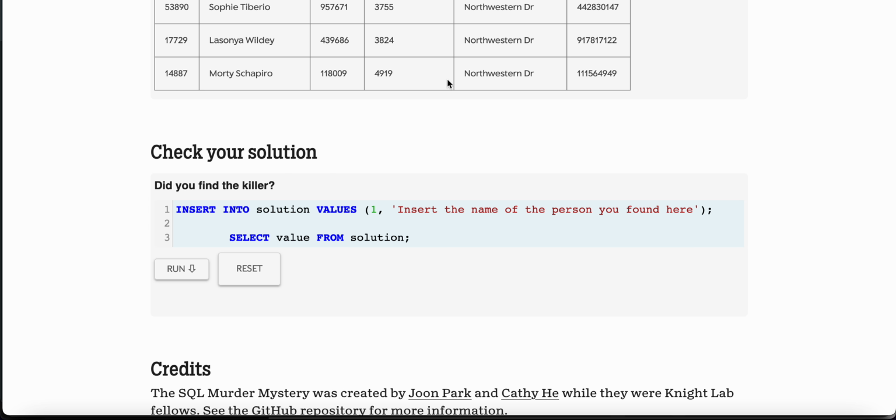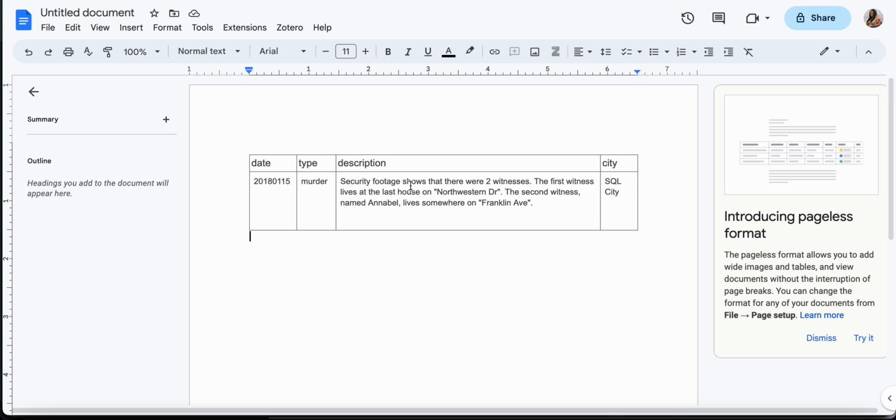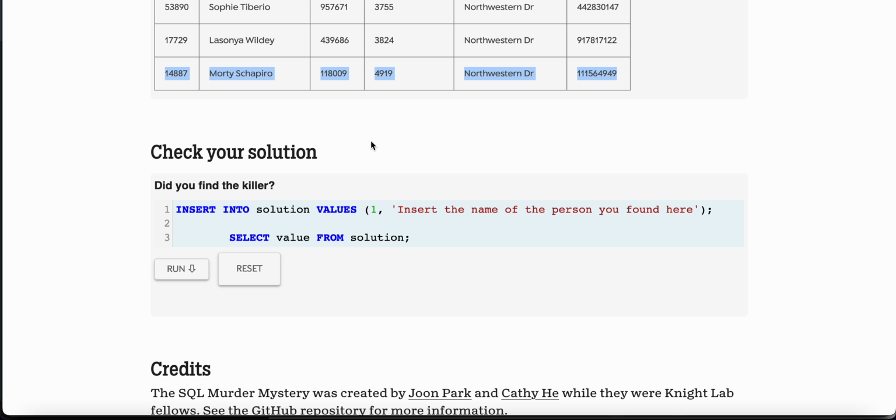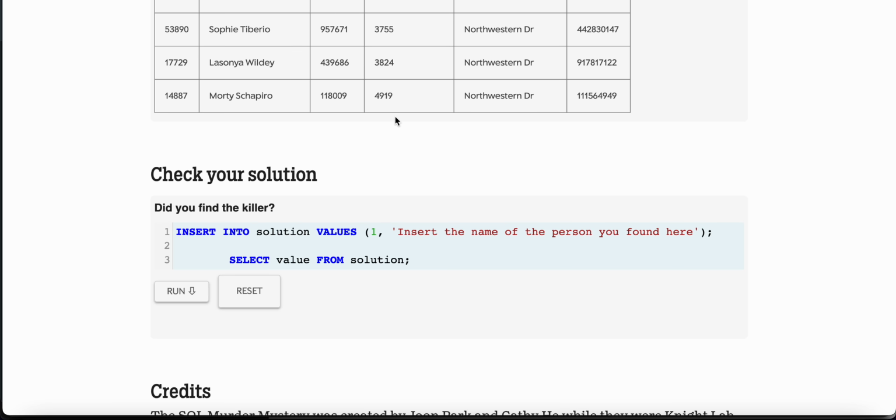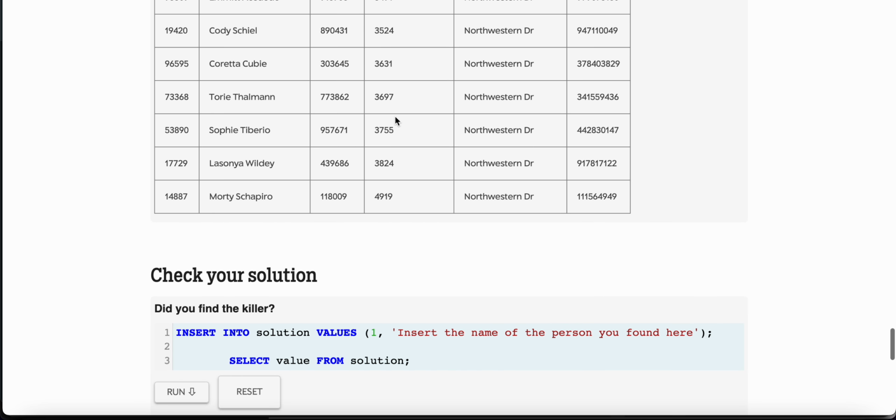Morty Shapiro. This is the first person that we are looking for, and the person's name is Morty Shapiro. Copy it. All right, that's what we have. Now we go to the second person.